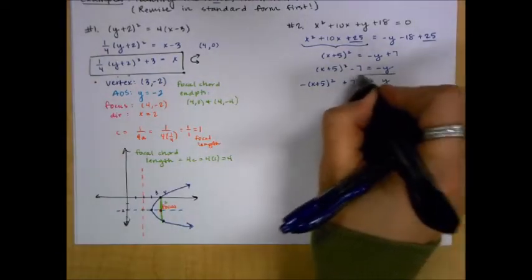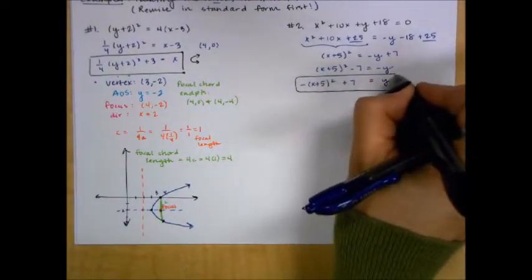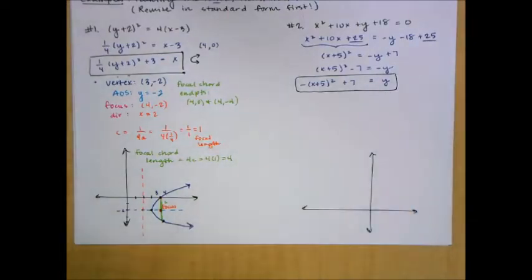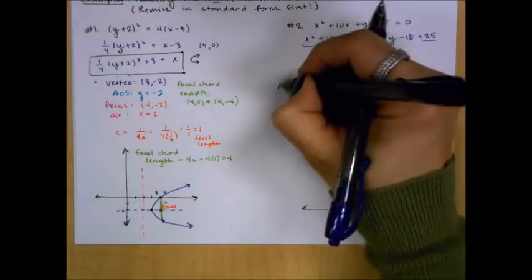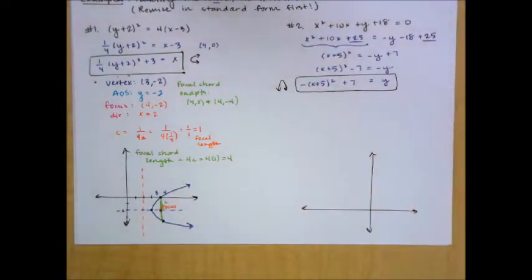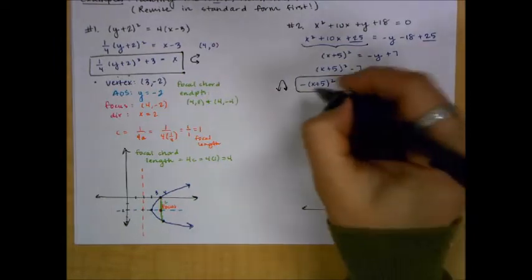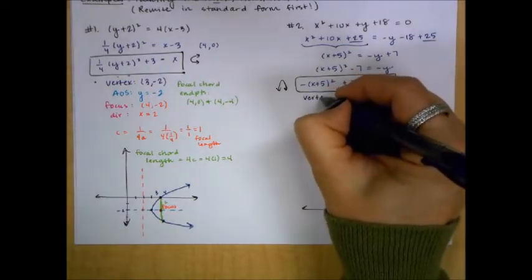Since it's a y equals parabola, it should be opening either up or down. Since the leading term is negative, our parabola will be opening down. Let's start with the vertex. h, k is negative 5, positive 7.